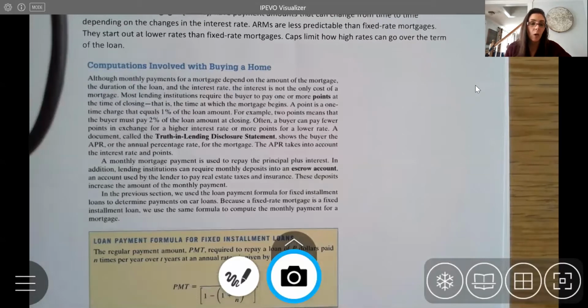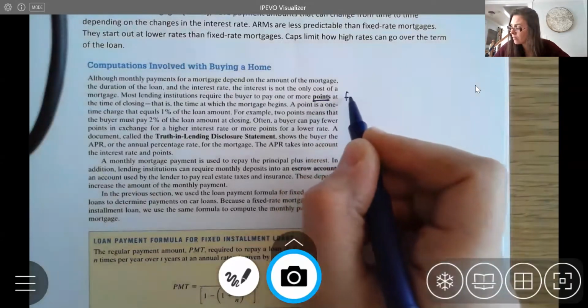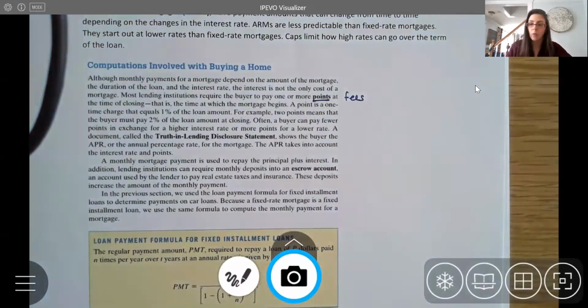Now, when you're buying your home, the monthly mortgage payments depend on the amount of the mortgage, how long the loan is for, and the interest rate. Most lending institutions also require the buyer to pay 1 or 2 points at the time of closing. So points you want to think of as fees. They can get wrapped into your mortgage, but usually they don't. Usually they're like a fee that you would pay theoretically in cash.